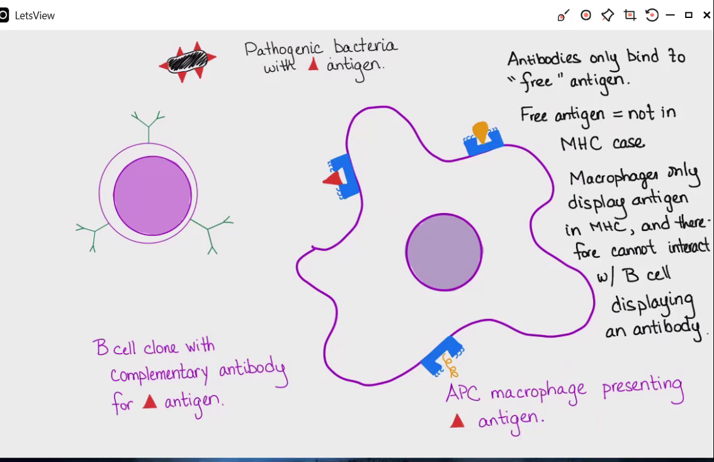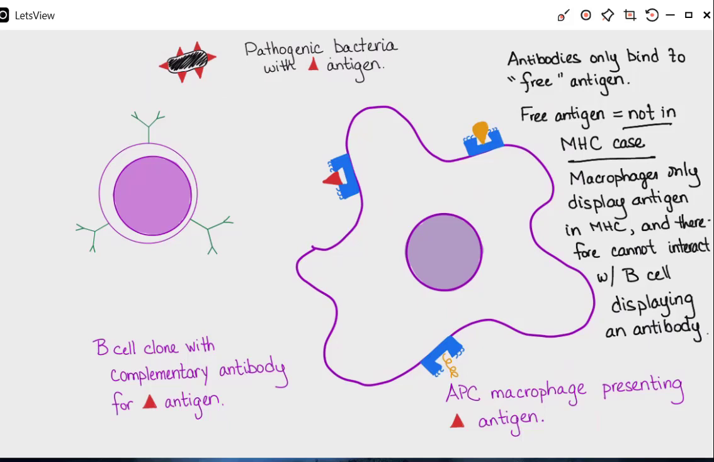What about this? Are these free antigens? Surprisingly, the answer is yes, they are, because by definition, they are not in an MHC case. You might say, but they're attached to bacteria. That's fine. They're not in an MHC case. So our antibodies are not allowed to bind to anything in an MHC case. The MHC case prohibits it. But if it's not in an MHC case, it doesn't matter where else it could be. It can be antigenic and it can bind to an antibody.